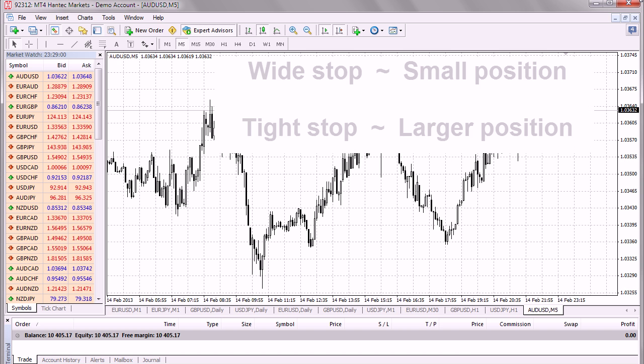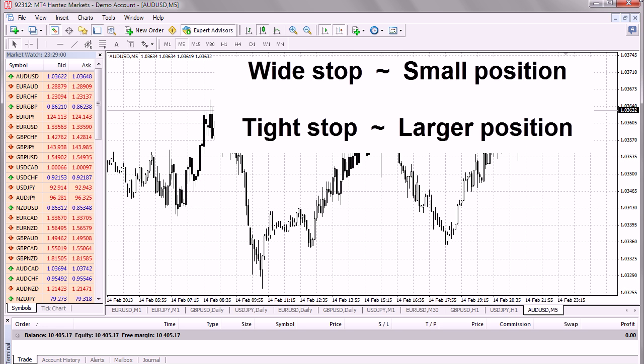You'll soon notice that there is an inverse correlation between the size of the stop-loss and the size of the position that should be traded. If you use a wide stop, this method will result in relatively small positions. However, if you have a little more confidence in your trades and use tighter stops, the system will allow correspondingly larger positions.